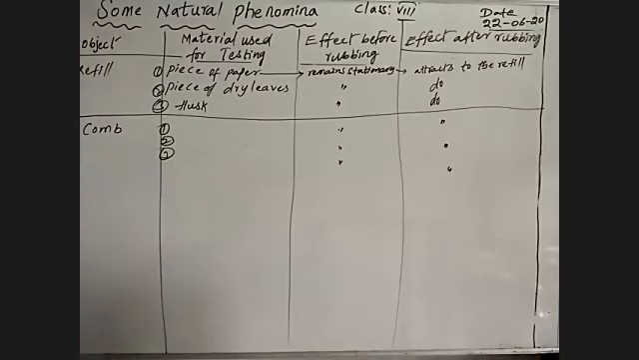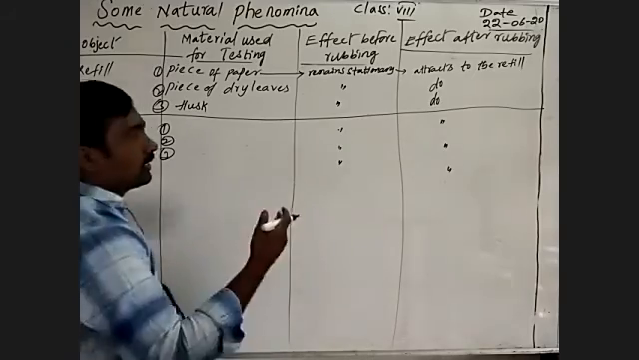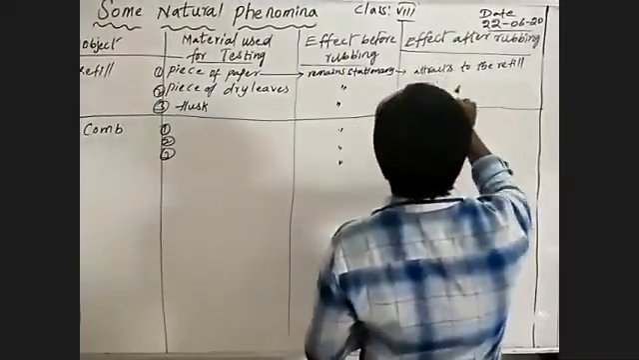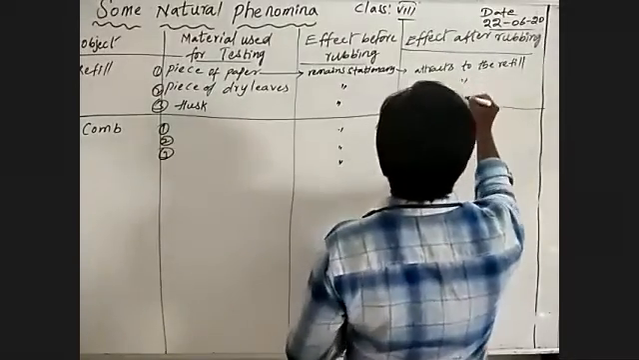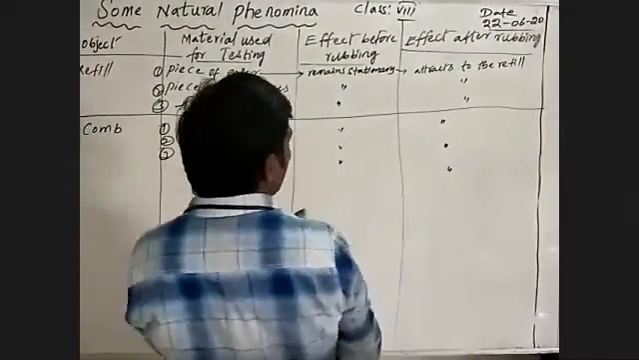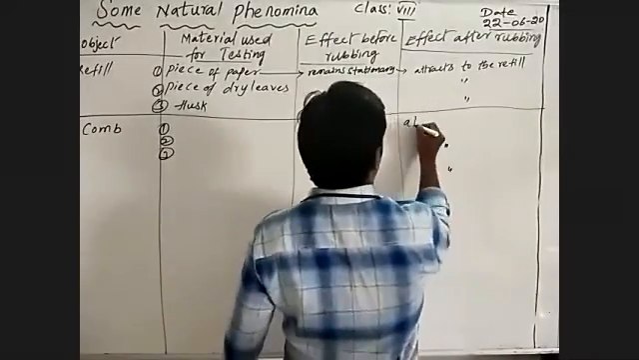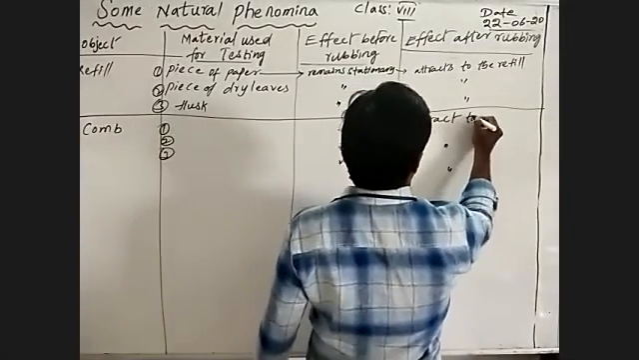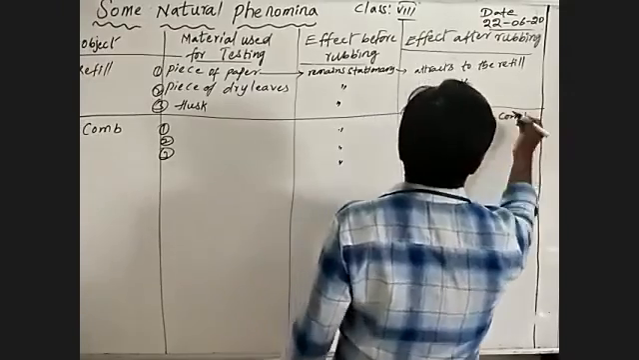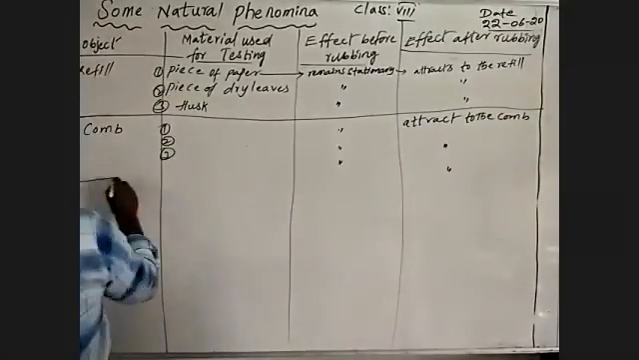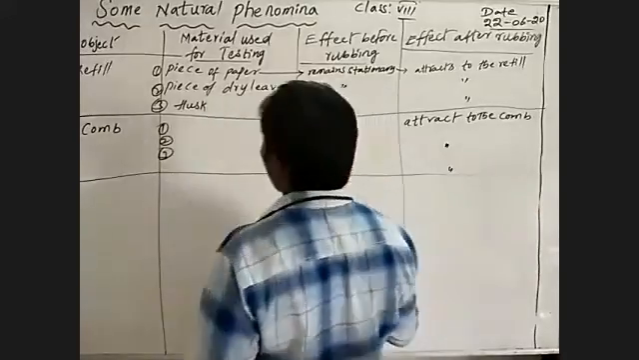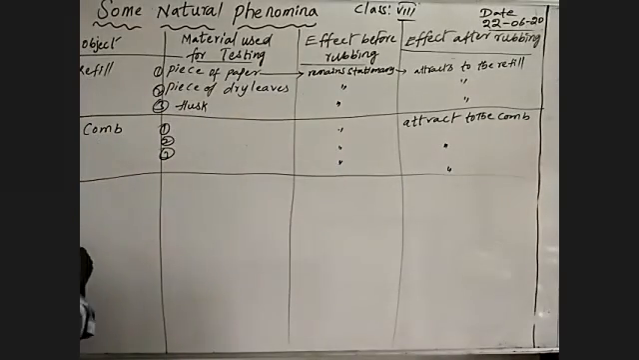If you need to understand, we can do that activity. Using the objects near you, with you, we can try ourselves whether those are attracting or not. Generally, without doing that, we can say those can attract to the refill, but here, attract to the comb. And coming to that, one more we can say, balloon.